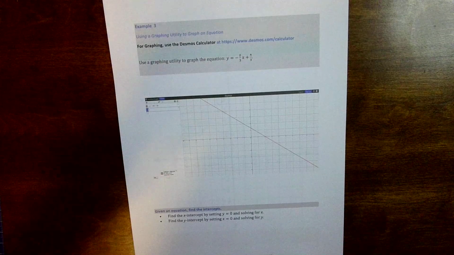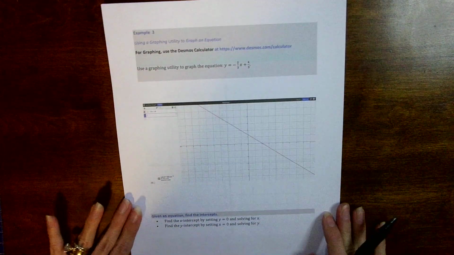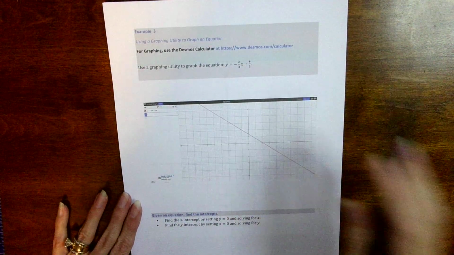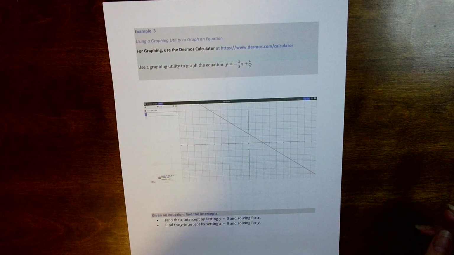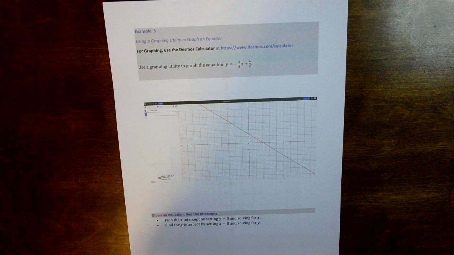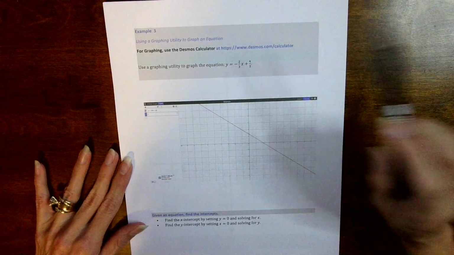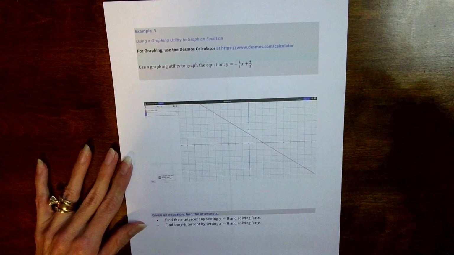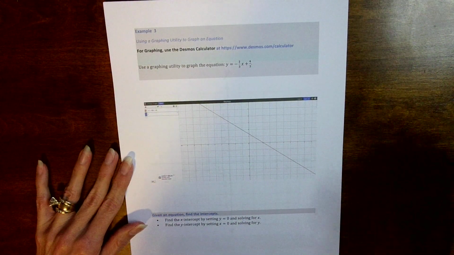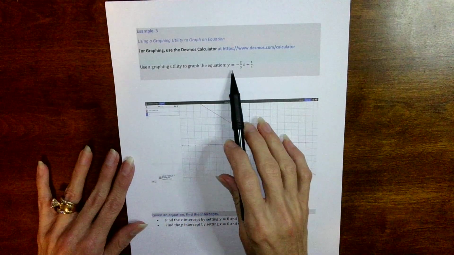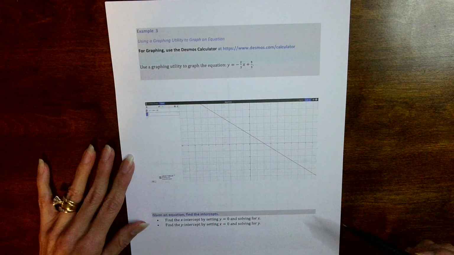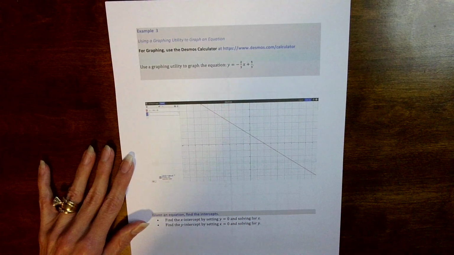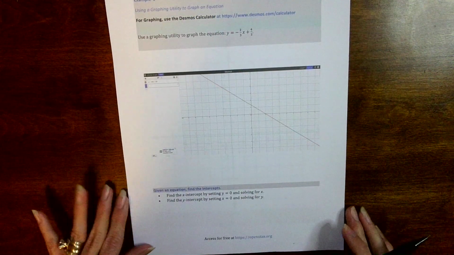You can also use a graphing utility. I highly recommend this. This is my very favorite graphing utility. You can download it as an app, and you can definitely go to the website. There's a hyperlink in your notes, but it's desmos.com/calculator. So I typed in this exact equation, hit enter, and then it gives me the line.